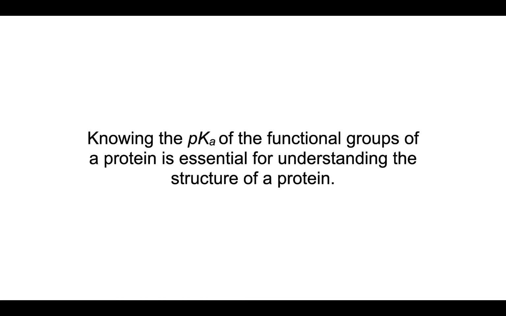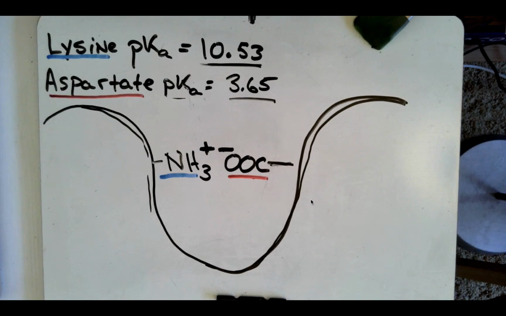All right, finally, let's take a look at why this is relevant for biochemistry, why this is relevant for what you are going to be learning. Knowing the pKa of the functional groups of a protein is essential for understanding the structure of the protein, understanding the optimal pH of that protein. Let's take a look at an example. I want to demonstrate why proteins have an optimal pH and why proteins will denature if you stray too far one way or the other from the optimal pH.